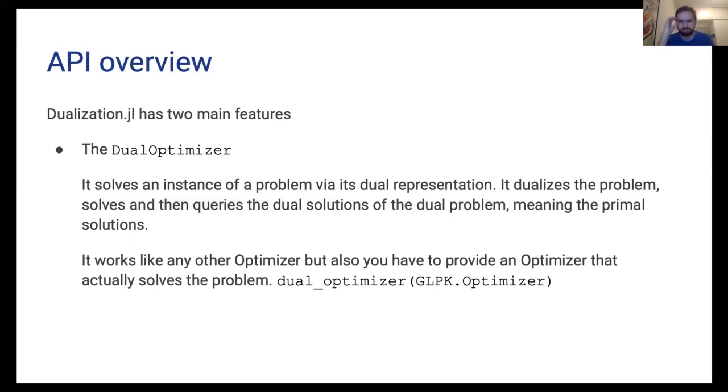So here I wrote a small example of the API. So you pass a dual optimizer with an optimizer inside. It can be GLPK or SCS, really any optimizer that JuMP accepts.